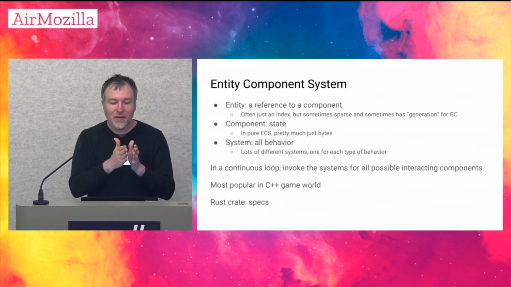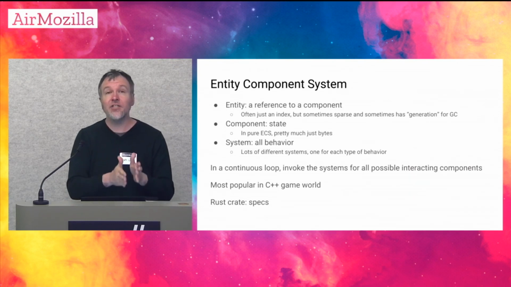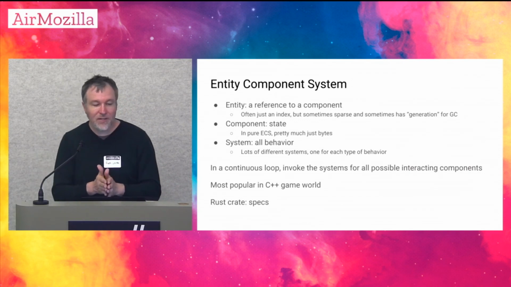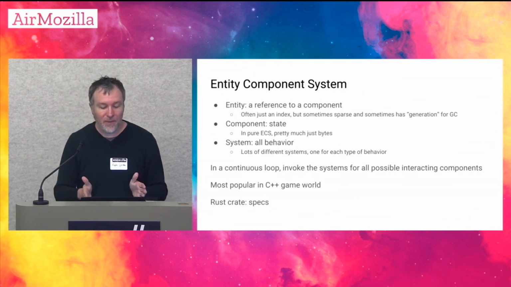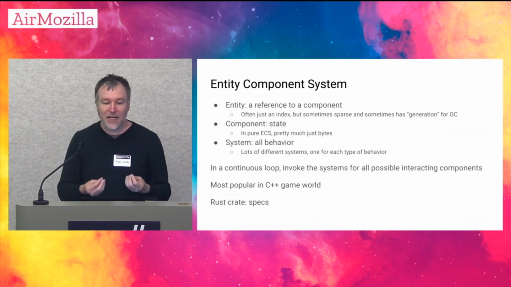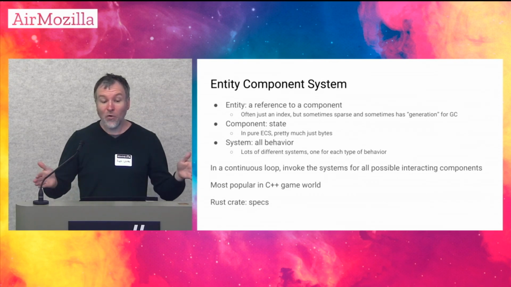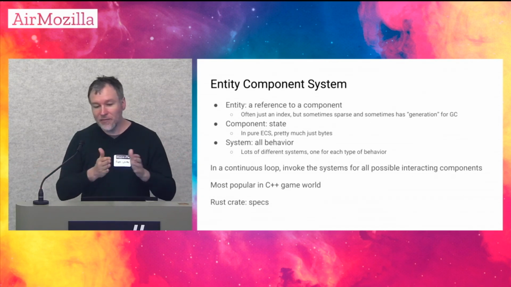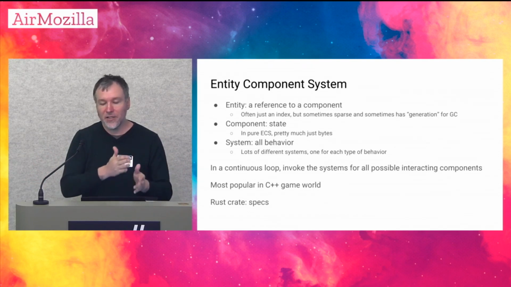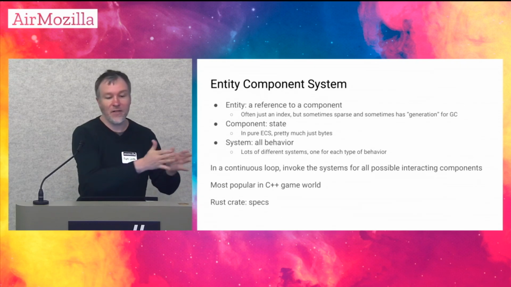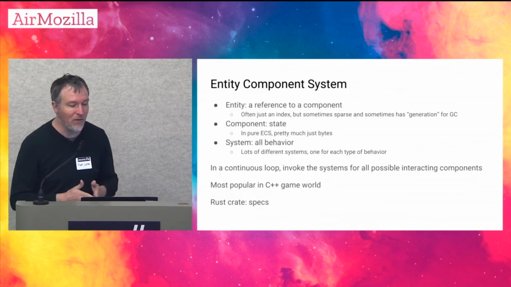And a specific thing that's been getting a lot of attention lately that was really inspiration for this exploration is this thing called the entity component system architecture. So to kind of break that down, an entity is a reference to a component. It's usually implemented just as a number, a usize. It's effectively an index into a vector that's holding the components. And sometimes it's a little bit more sophisticated. It can have a generation so that, if you delete it and you've got a stale reference, you can actually detect that rather than just accessing the wrong component.